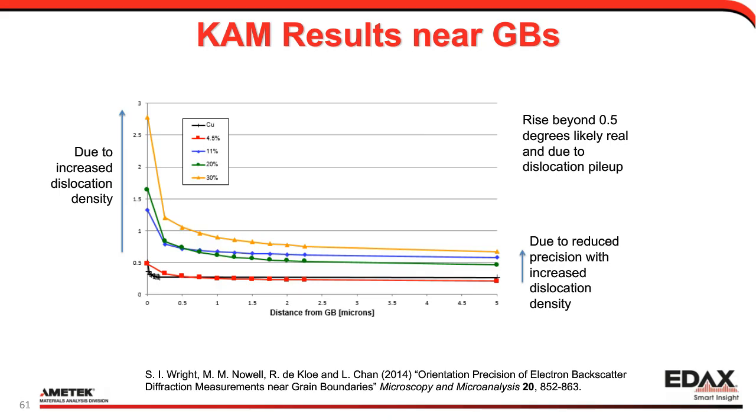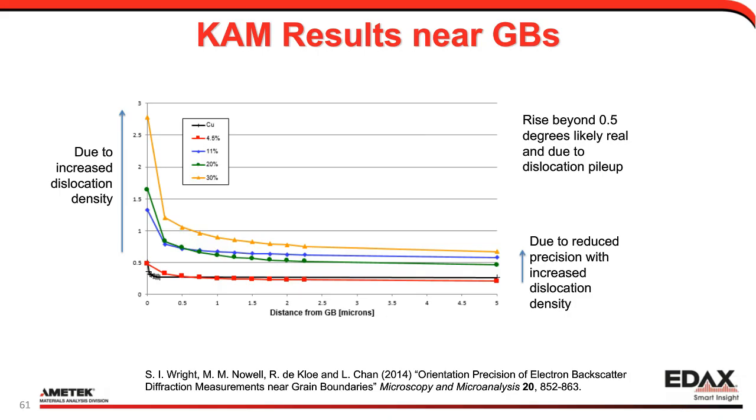So we took a look at this cold rolled brass that I mentioned before and looked at the CAM results near the grain boundaries, and they do go up. But from our measurements, if we look at a perfectly recrystallized material, the black line, you can see it does go up at the grain boundaries, we suspect due to the precision effect, but it's very slight. And so we do see some increase due to reduced precision with increased dislocation density at the interiors of the grains. That's way out there at 5, and you can see a slight rise. And we suspect that rise would be just about the same as we get near the grain boundaries.